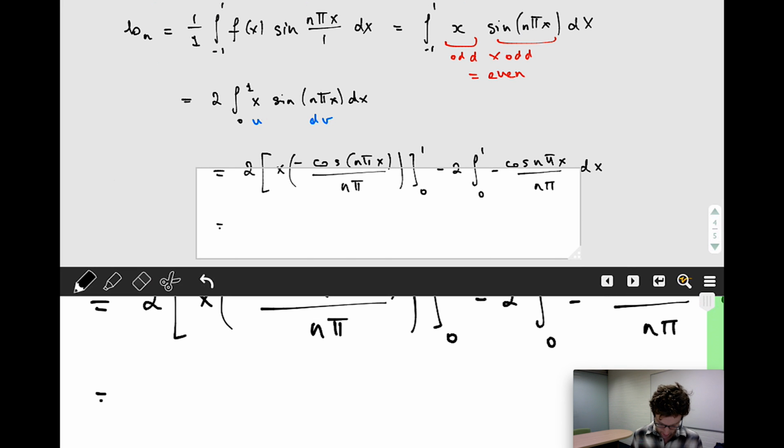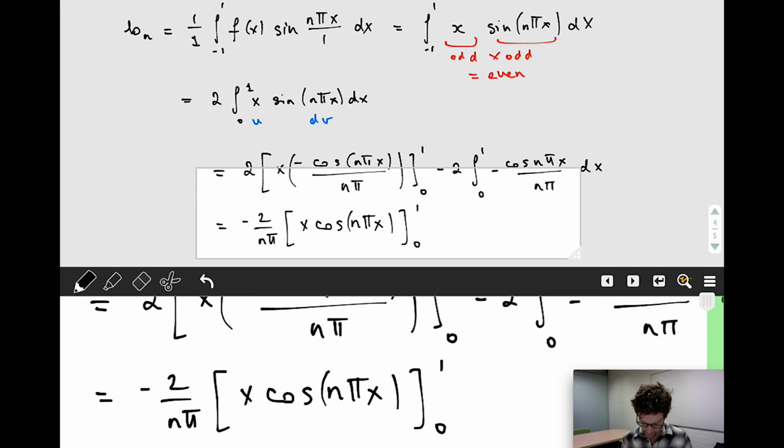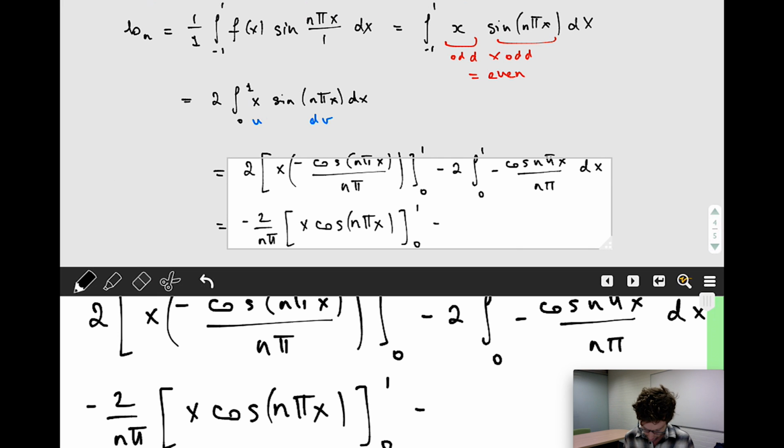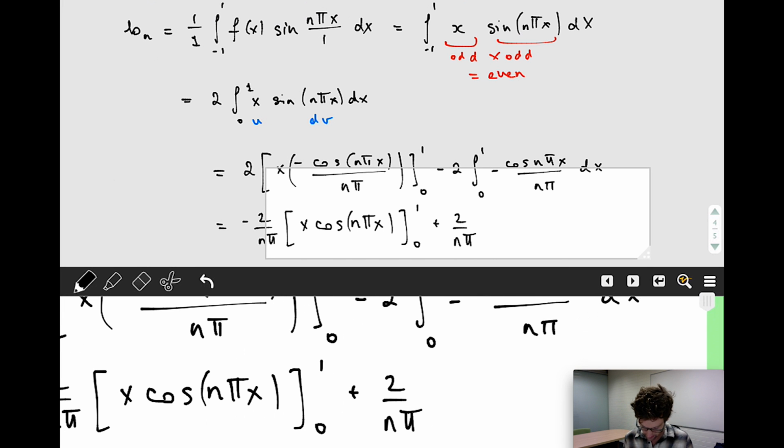So let's take out that minus 1 over n pi. So I get minus 2 over n pi, the integral of x cosine n pi x from 0 to 1. Again, let's take out the minus 1 over n pi. The integral of cosine n pi x is going to give me sine n pi x over n pi.